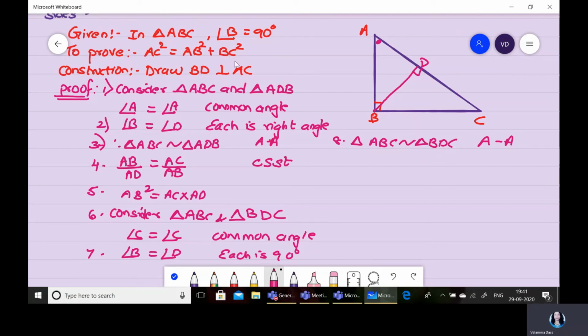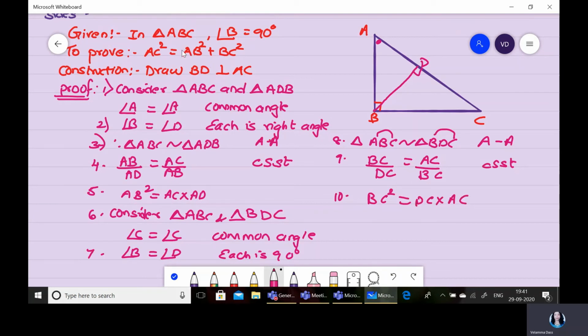Our aim is to find BC. BC is the second and the third letter. So we take the second and third letter here, DC. Similarly, we are interested in BC, which in the second triangle is the first and third letter, AC. So it is AC upon BC. Again we write CSST, corresponding sides of similar triangles. Therefore, BC square equals, we cross multiply, DC into AC.